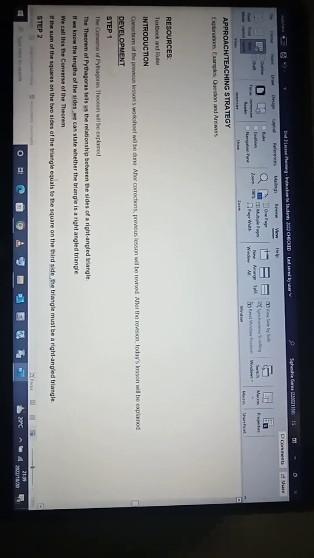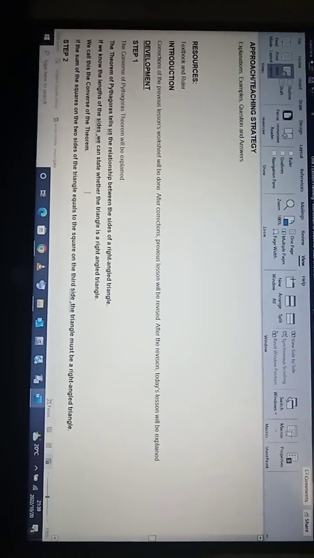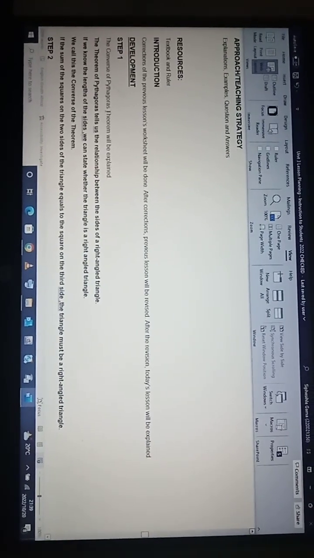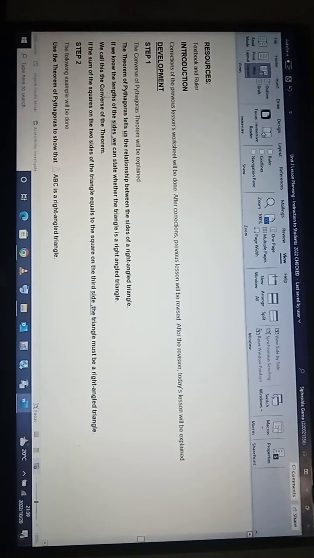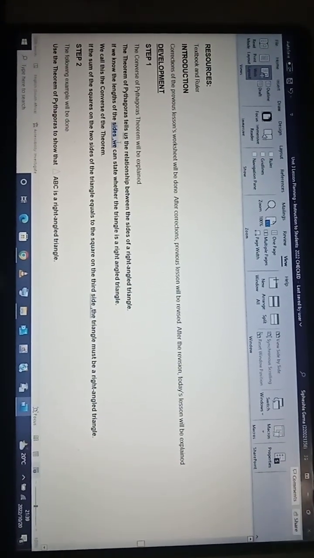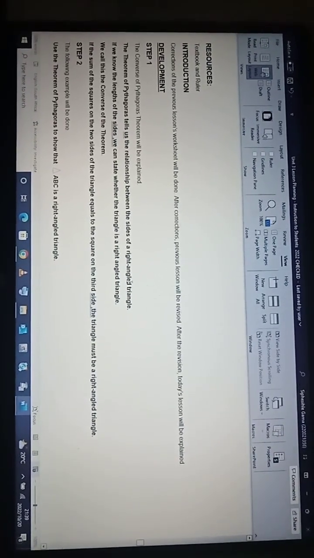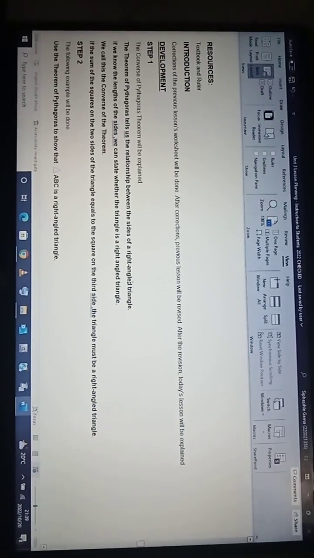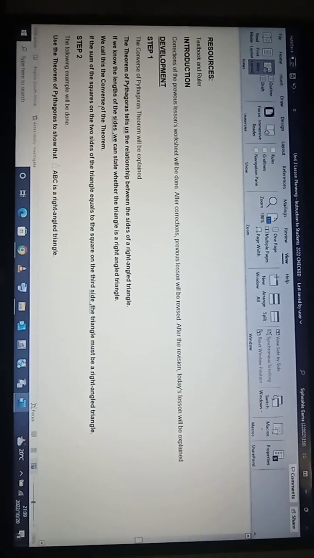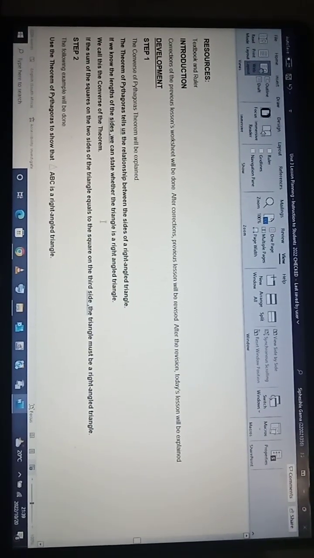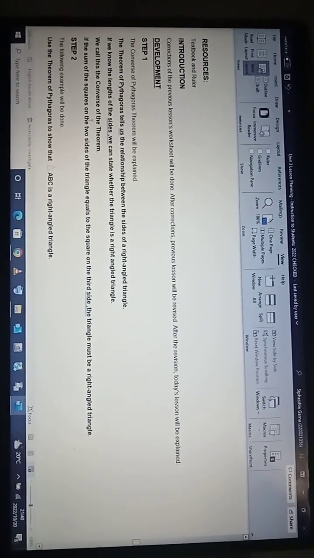So on my development, today we are focusing on step one. The first thing is what I've just explained, but I'm going to go through what I've written here for the students. The theorem of Pythagoras tells us the relationship between the sides of the right angle triangle. If we know the lengths of the sides, we can state whether the triangle is a right angle triangle or not. We call this the converse of the theorem.